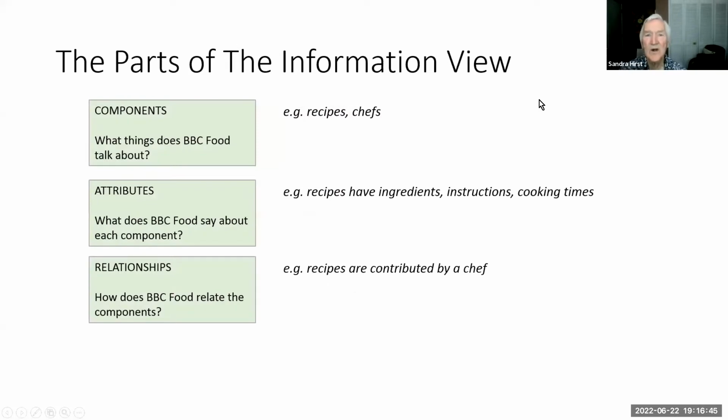So when we build the information view, it's kind of like that information skeleton that we saw after the skeleton of the elephant. There are only three components, there are three elements. One is the components. So in BBC Food, it's recipes and chefs. These are the things we're talking about. The other thing is, what do we say about each of these components? So we can say recipes have ingredients, instructions, cooking times.